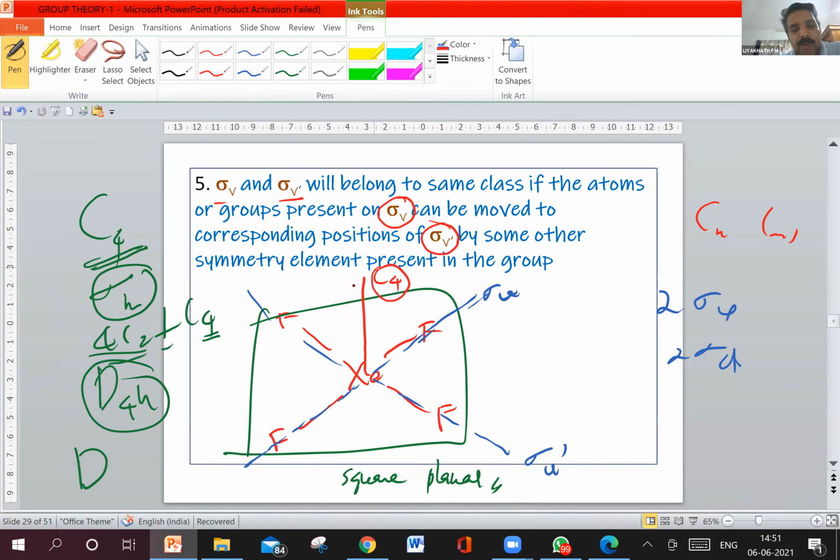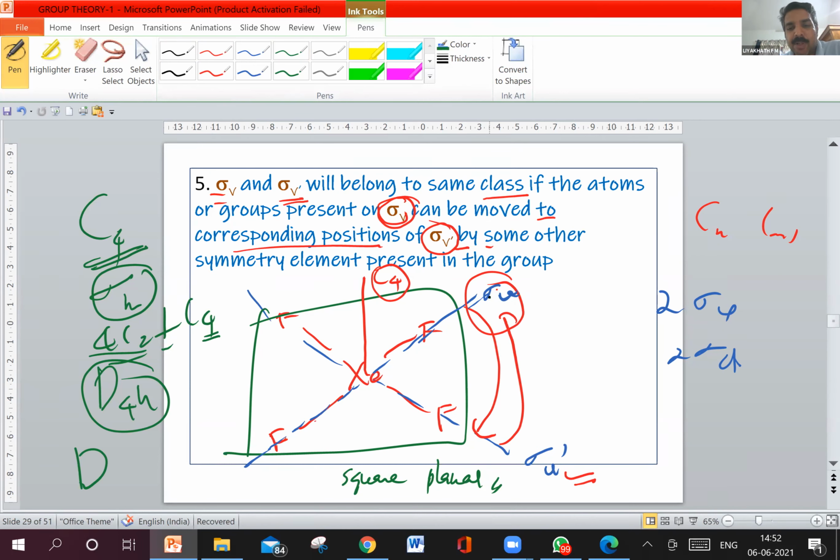By rotation about 90 degrees by the C4 axis, this sigma v is shifted to sigma v dash and sigma v dash is shifted to sigma v. That is, all the atoms in the sigma v plane moved to the sigma v dash plane. Therefore, sigma v and sigma v dash belong to the same class. And that is the fifth rule: sigma v and sigma v dash will belong to the same class if the atoms or groups present in sigma v can be moved to the corresponding positions of sigma v dash by some other symmetry element present in the group.